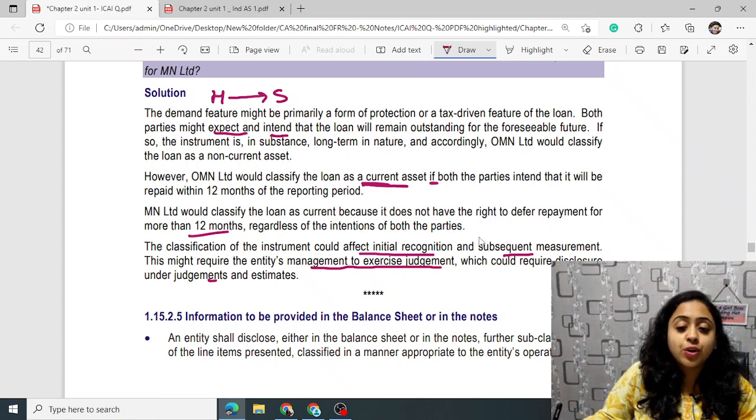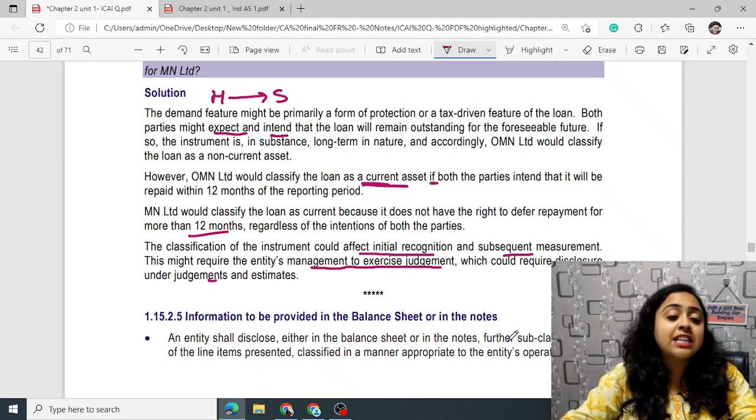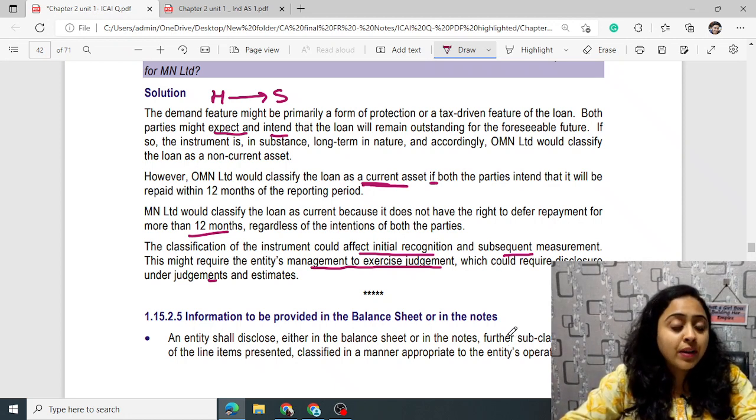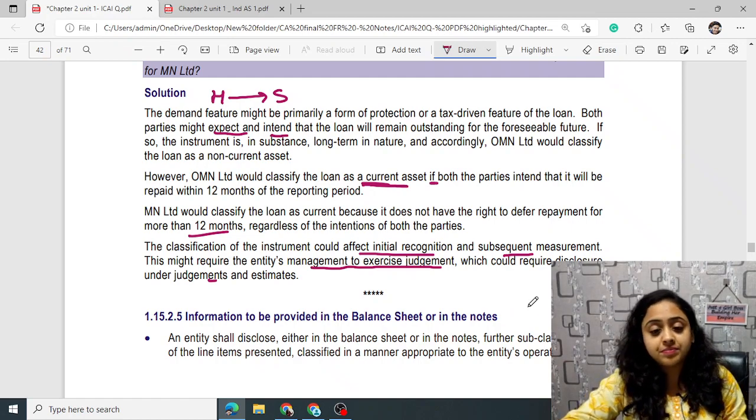Okay, which could require disclosure under judgment and estimates. It is saying that the entity has to apply its own judgment whether it expects that a particular amount will be demanded or received within 12 months. If yes, then current, not non-current.